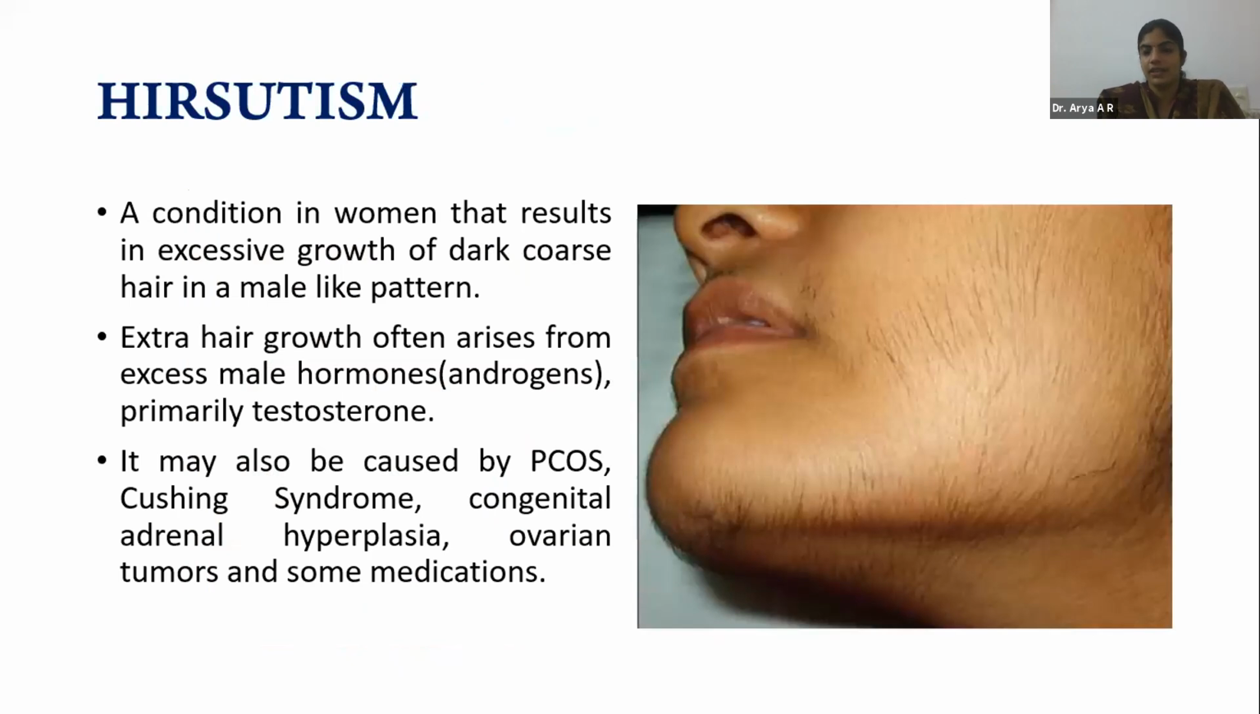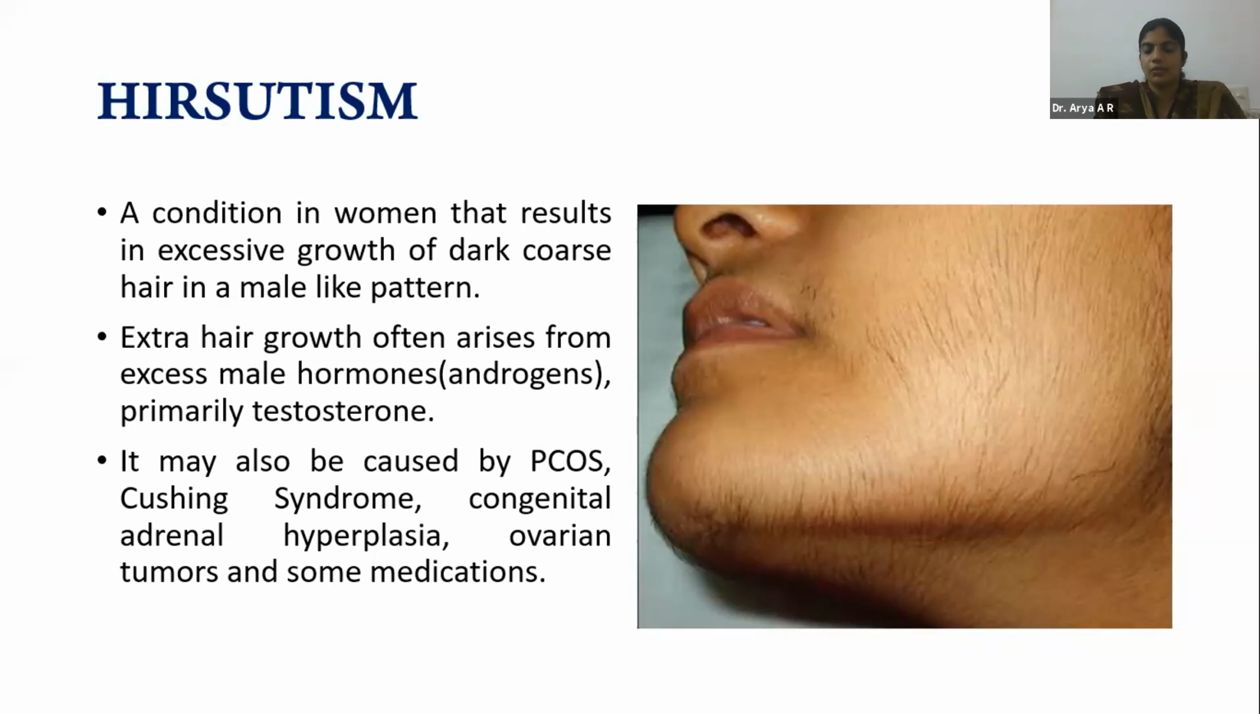The next one is hirsutism. This one, I think you all have met on your clinical side. In your OP, you could have met one or two patients with this condition, hirsutism. It is commonly seen in women. It results from the growth of dark coarse hair in a male-like pattern on their face, chest, or other body parts. So this is what is called hirsutism.